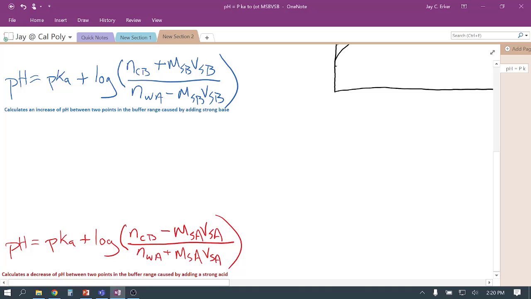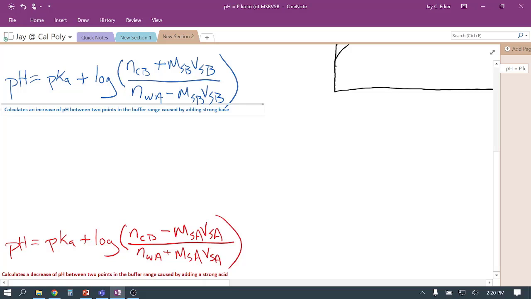Hi, everybody. I wanted to talk a little bit about what we were doing in class today and hit that final point again about how we can take these two seemingly different equations and think about them in terms of what we did on Friday.